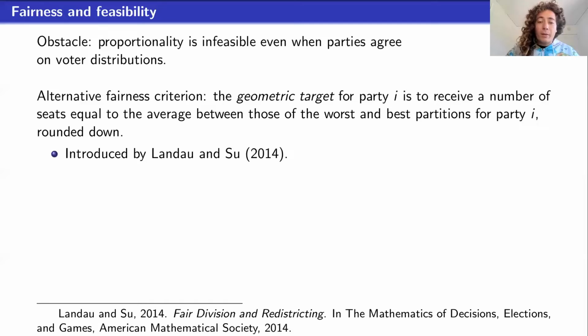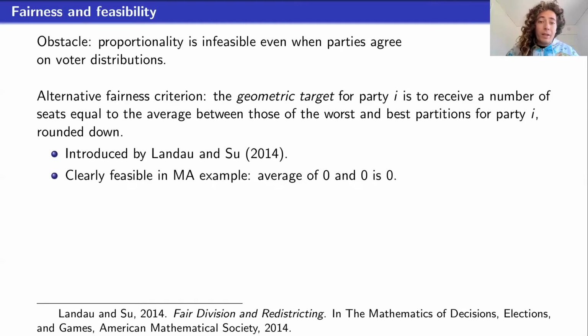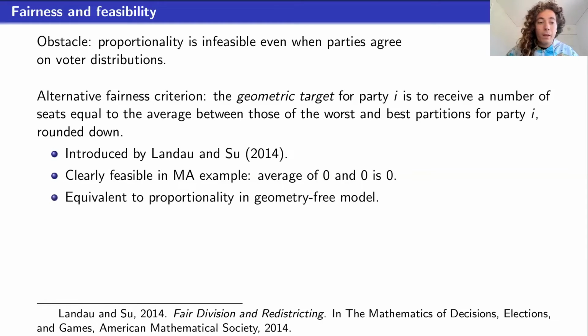This was introduced by Landau and Su in 2014. You can see how this is feasible in the Massachusetts example. The Republicans' best map gives them 0 seats and their worst map gives them 0 seats. So their target is to get at least 0 seats. Okay, I haven't asked you to do anything impossible. Any map will satisfy this target for the Republicans in Massachusetts.